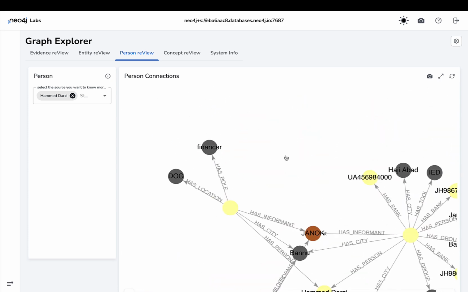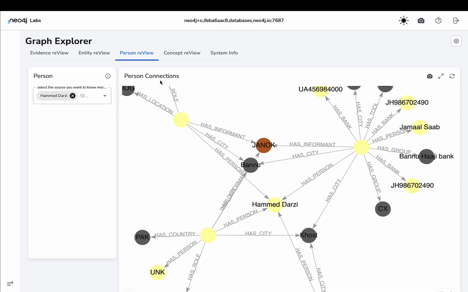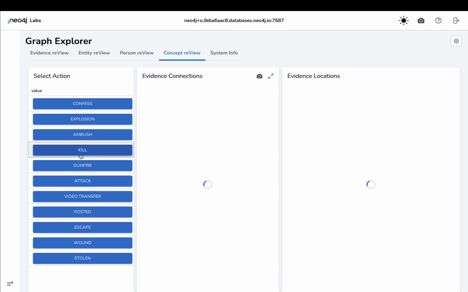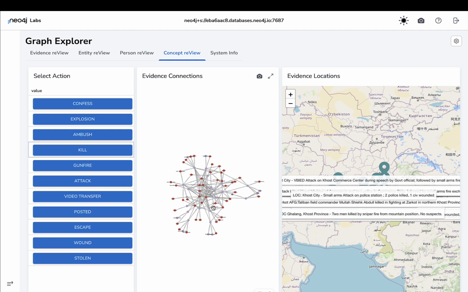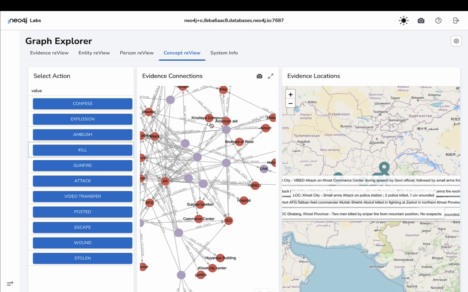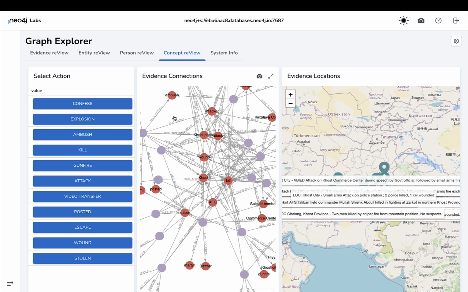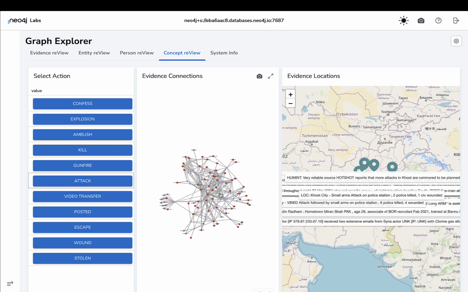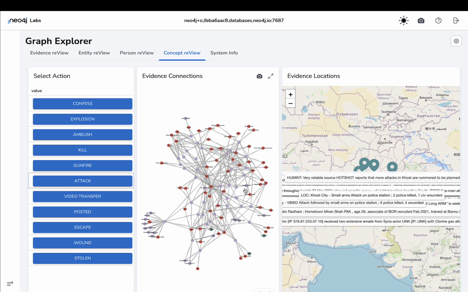So what do we know about an individual? This is really just a quick way of summarizing that. We've also got a concept review, which is instead of, let's say "kill," let's show me all of the content in the system that's related to somebody or being talked about where there's being killed or attacking. So you have different graphs for different concepts, how and who is talking about a particular concept, and then we can lay that out on a map to understand where they're talking about it.